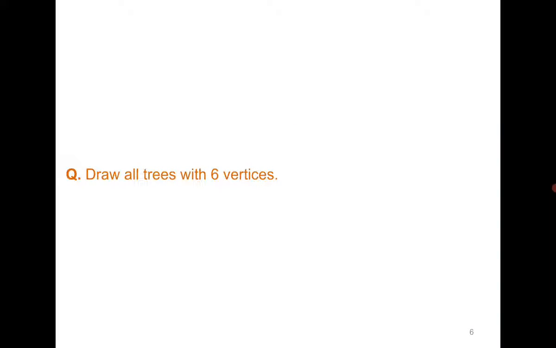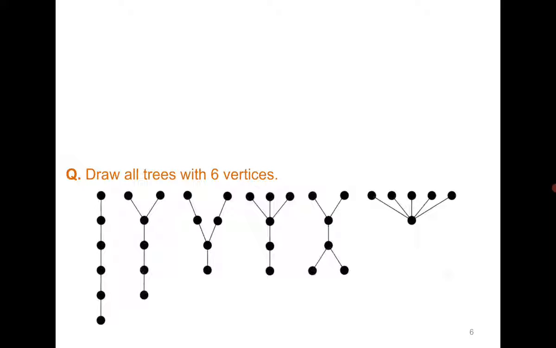Try to draw all trees with 6 vertices. A very important exercise to see how the trees can be drawn in different ways. So if you draw it, then there come 6 trees, and you can easily observe that they all are non-isomorphic.